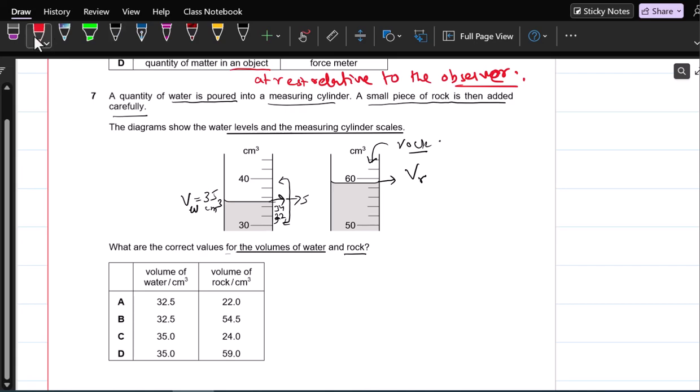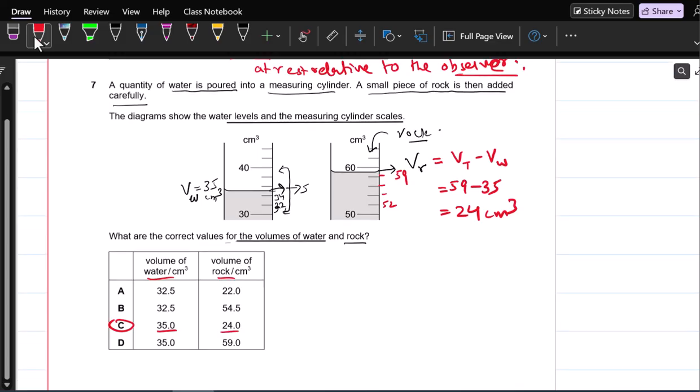While if you see here, when the rock is added, the volume of rock will be determined by the total volume minus the volume of water. Now the total volume is, you can see here again, it is having a division of 2, so 52, 54, 56, 58. So it is 59 somewhere. 59 minus 35, you will get 24. So for question number 7, the right option is going to be C. The volume of water is 35 and volume of rock is 24 centimeter cube.